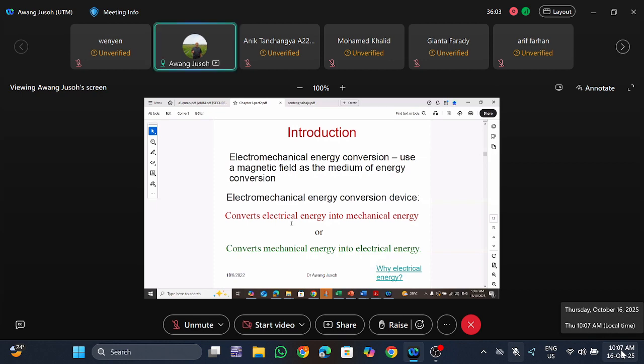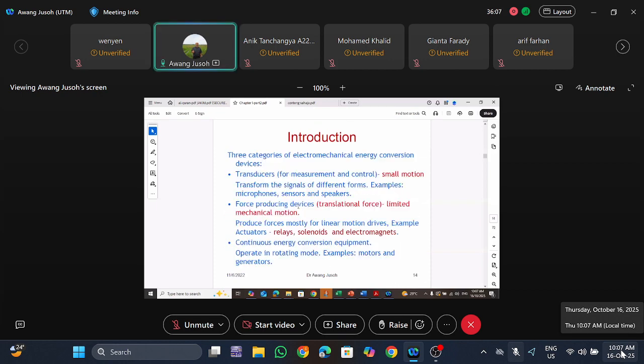Okay. So in this electromechanical energy device, we can divide into three categories. The first one we call the transducer. Transducers are normally used for measurement and control, or involve small motion only. Basically, it can transform a signal of different form. For example, microphone, sensor, and speakers, and so on.